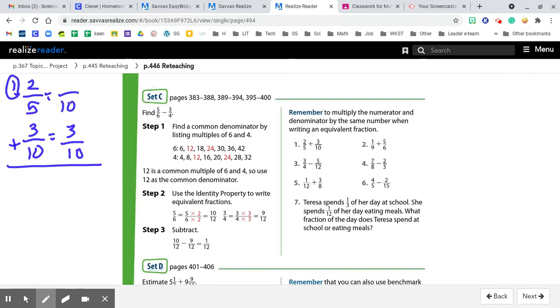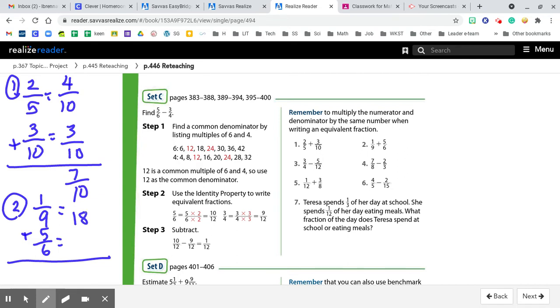5 times 2 is 10, so 2 times 2 is 4. So I add that up. For number 1, I get 7/10. For number 2, I have 1/9 plus 5/6. Denominators are both different, so I'm going to have to rename both of them. When I count by 9s and count by 6s, the first number I say that they have in common is 18.